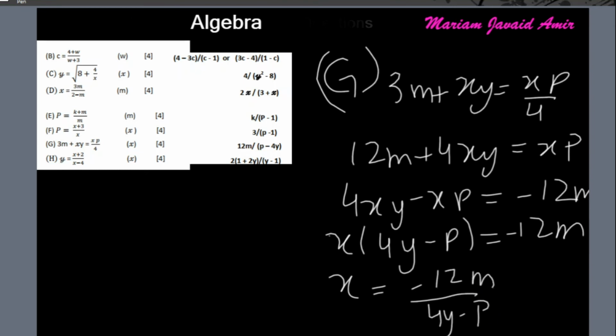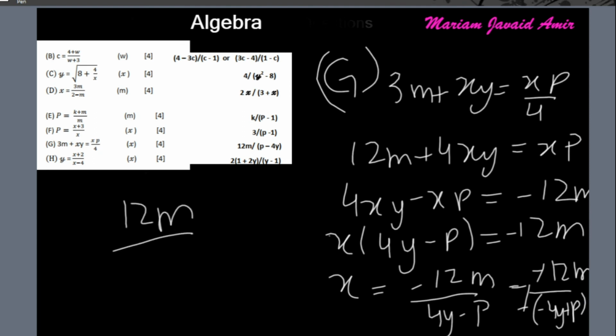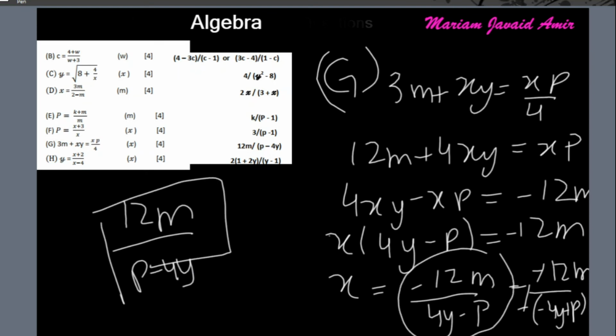Or what you can do is take minus common from the denominator and then cancel. This becomes minus (4y plus p)... rather, minus (minus 4y plus p), so these two get cancelled and the final answer is 12m over p minus 4y. This is the answer. I guess you can leave your answer in this form as well.